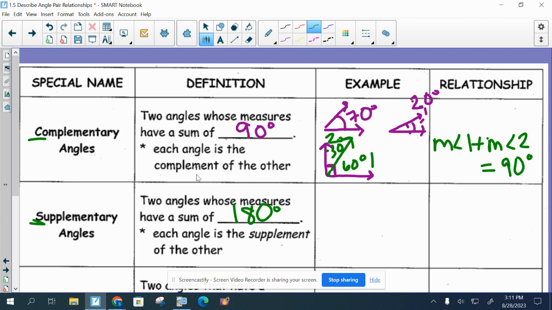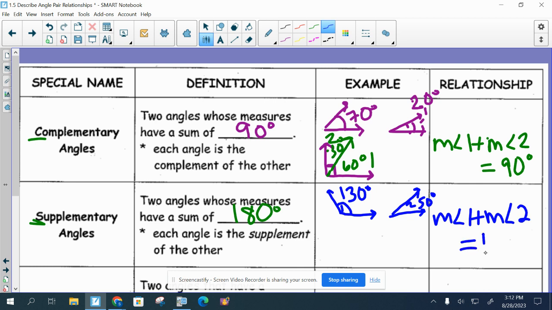Examples of supplementary angles are, let's say you have an obtuse angle measure. Let's say this is 130 degrees. Let's call it angle 1. And then you have an acute angle that would be 50 degrees. Call it angle 2. If they both add up to 180, then they are supplementary. So the measure of angle 1 plus the measure of angle 2 equals 180.